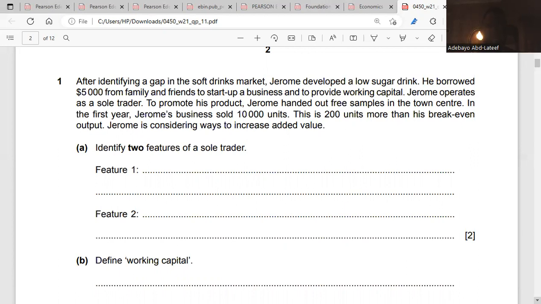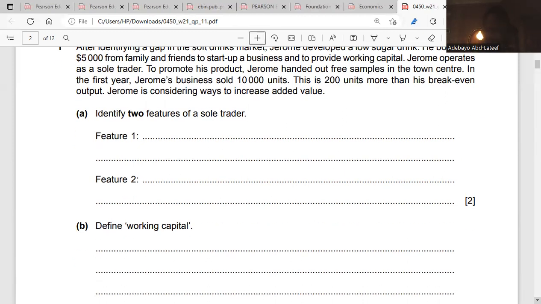So a sole trader is a one-man business, a business that is single-handedly owned by an individual. The features of a sole trader are: one, you are the owner of the business, which means you are your own boss. A sole trader will have unlimited liability. It also keeps all the profits. These are the features that you see in a sole trader: keeping profit, unlimited liability, and being your own boss.